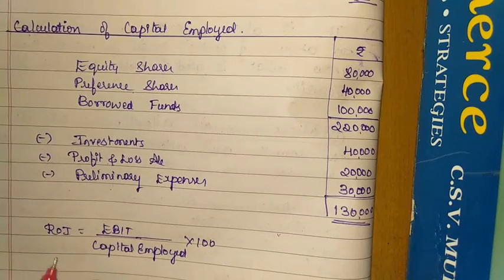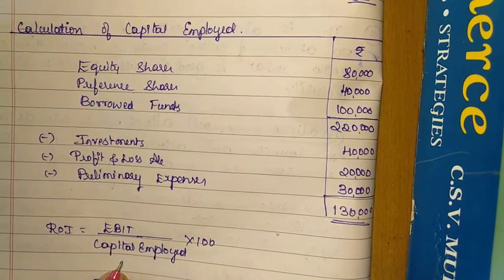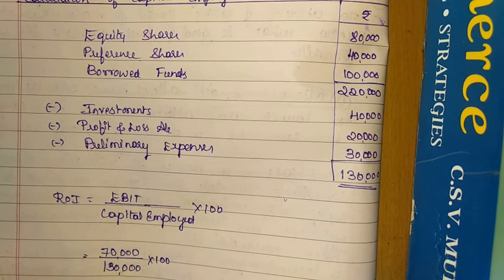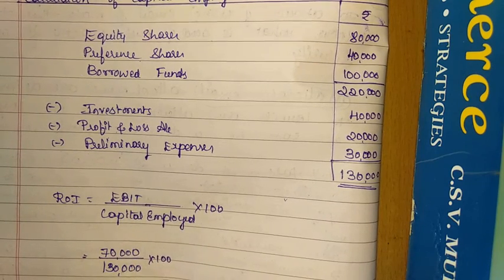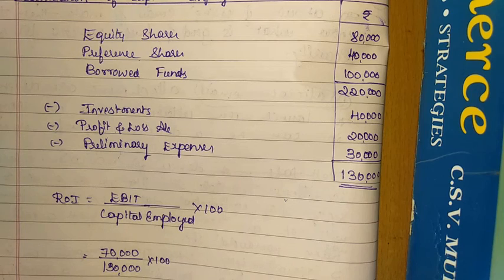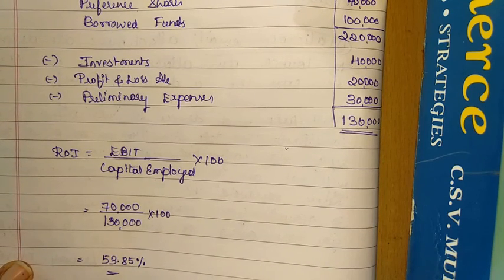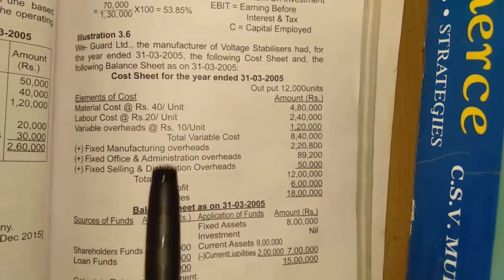Then the formula for calculating return on investment is EBIT divided by capital employed into 100. So EBIT is 70,000 divided by capital employed 1,30,000 into 100. So return on investment is 53.85%.